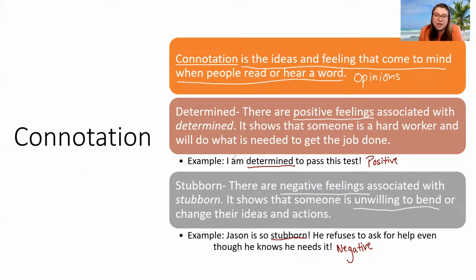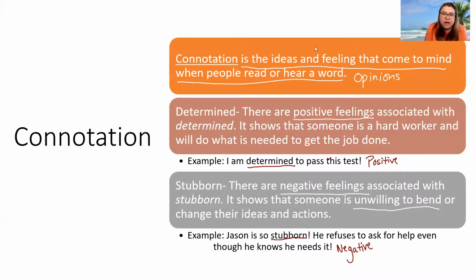I can't say something like, "I am stubborn to pass this test." That doesn't quite work. And I could say, "Jason is so determined," but that doesn't make sense with the rest of the sentence. He refuses to ask for help even though he needs it. That's not being determined, that's being stubborn. So when we look at the two sentences, we can't switch the words around because of their connotation. Their connotation changes the way those sentences read.